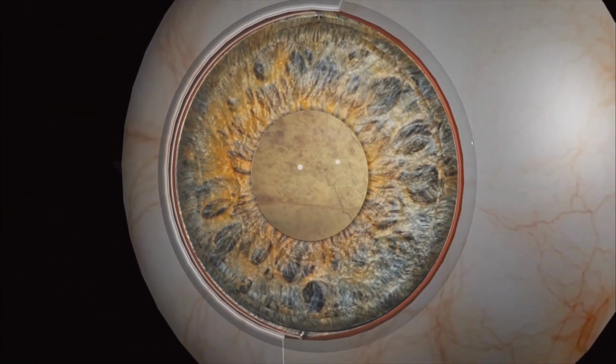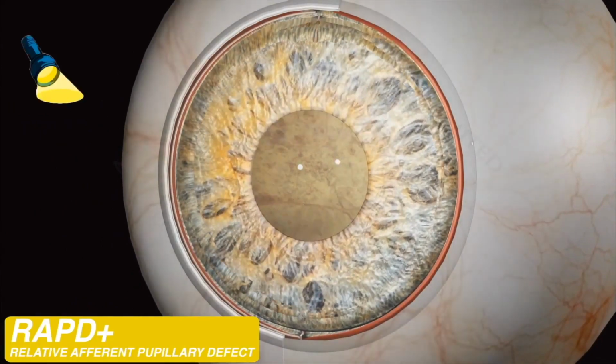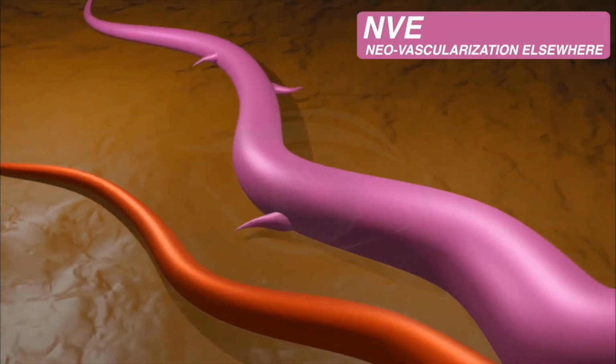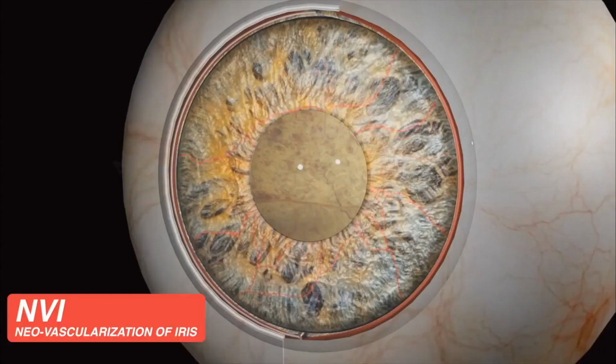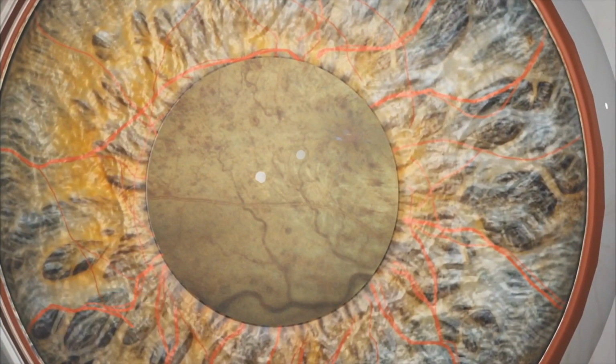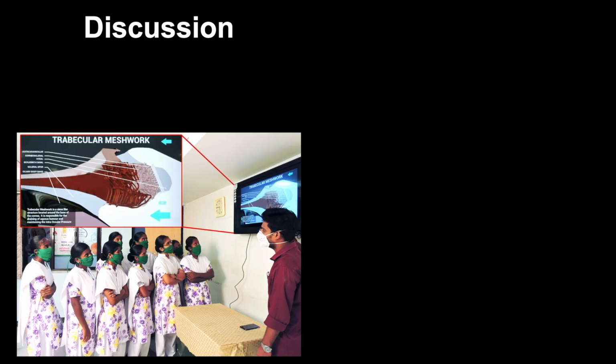The anterior segment evaluation demonstrates the relative afferent pupillary defect. This video further emphasizes what happens if not treated for 90 to 100 days, with development of neovascularization in the posterior segment followed by neovascularization of iris resulting in neovascular glaucoma.